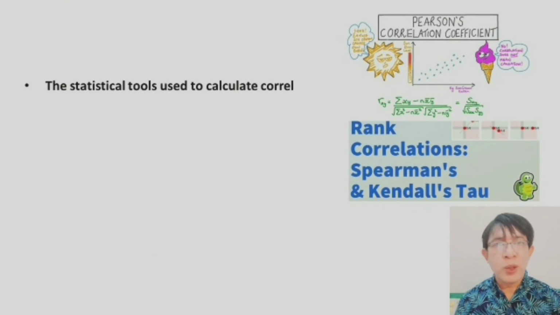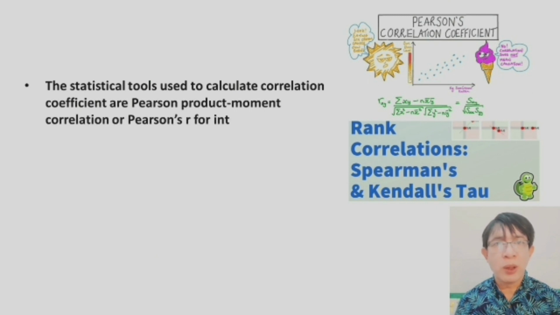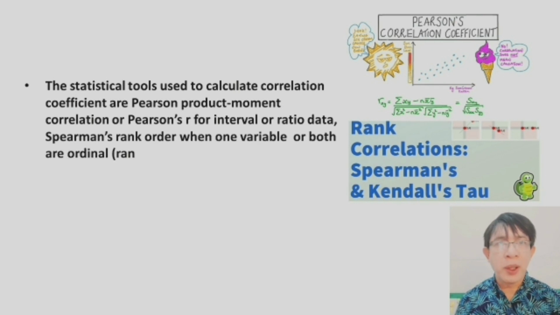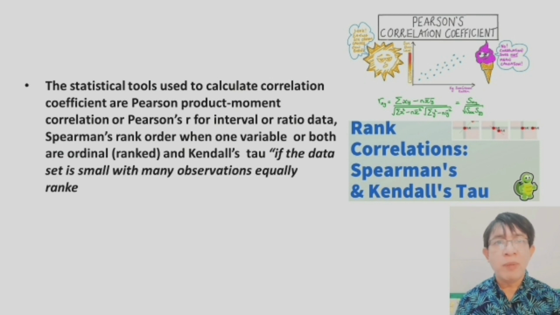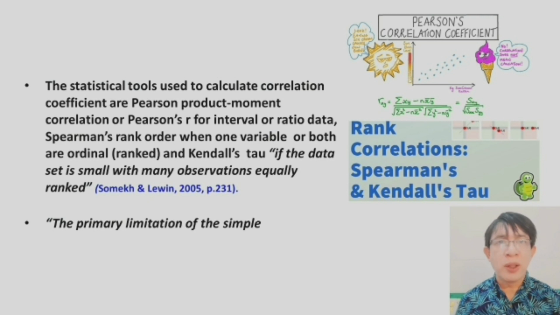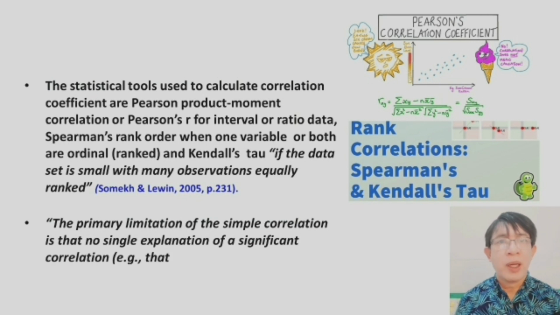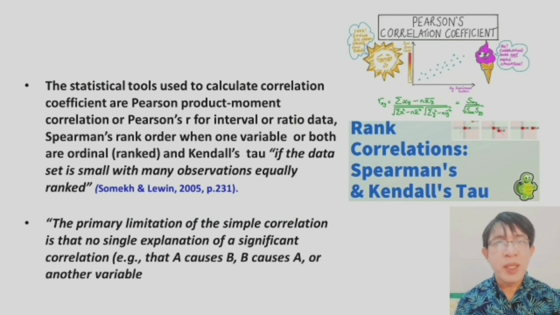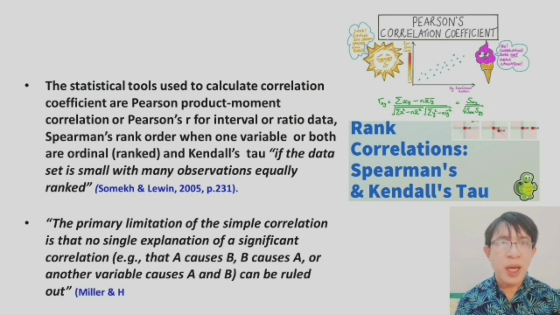The statistical tools used to calculate the correlation coefficient are Pearson product moment correlation, or Pearson's r, for interval or ratio data, Spearman's rank order when one variable or both are ordinal or rank, and Kendall's tau if the data set is small with many observations equally ranked. The primary limitation of simple correlation is that no single explanation of a significant correlation, for example, that A causes B, B causes A, or another variable causes A and B, can be ruled out.